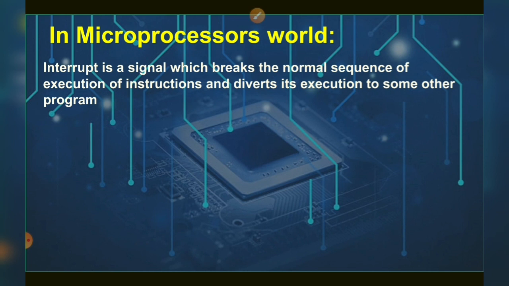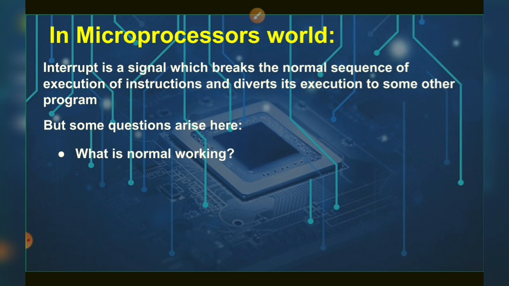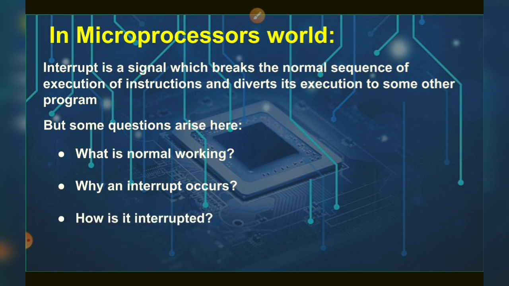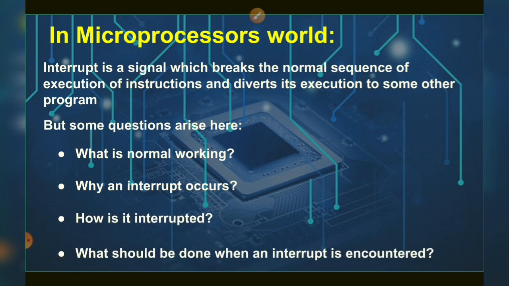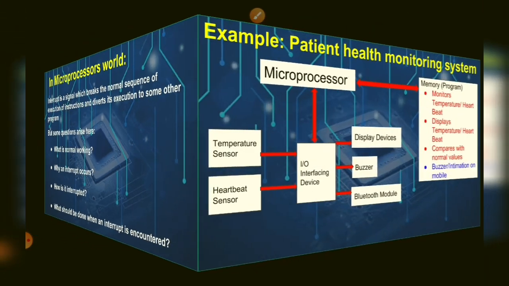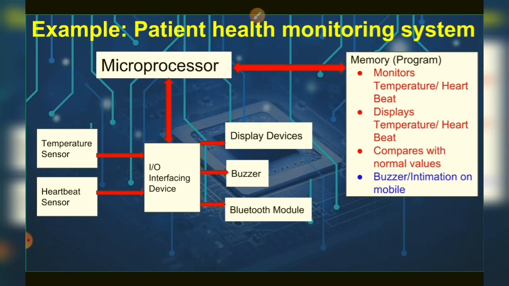its normal working. So now, there arise some questions like, what is the normal working of a processor? If there is normal working, then why does an interrupt occur? How does normal working get interrupted? And then, what should be done next? Let's answer these questions using an example of patient health monitoring system. Using this system, we are monitoring the temperature and heartbeat of a patient, and these are displayed on a device.